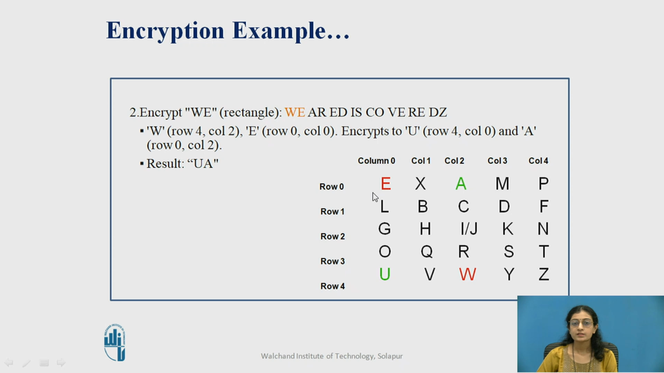Now both of these letters are neither in the same row nor in the same column. So that's why they form a rectangle, and as per the rule we have to go to the opposite corner of the rectangle to substitute the letters. So first letter is W, so the opposite corner of the rectangle has U. So W will be replaced by U. The second letter is E, and we have to replace this with the letter at the opposite corner of the rectangle, which is A. So that's why WE will be encrypted as UA.